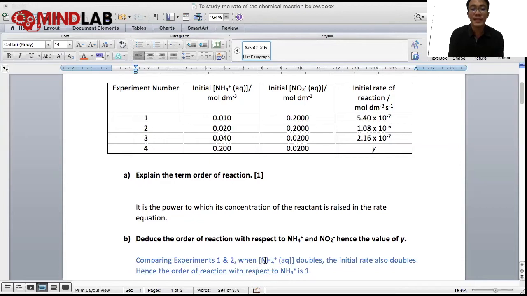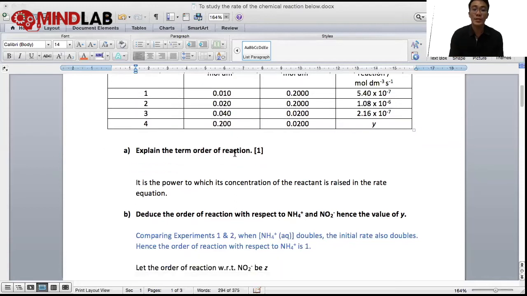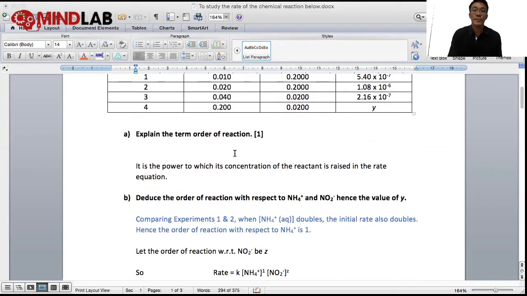Okay, so now what about determining the order of reaction with respect to NO2 minus? If you look at the table, you can see that the values for NH4 plus are not the same throughout the experiments. So the only approach that we can use is the mathematical method of ratio and proportion. Let's go into the approach. First, we have to write down the rate equation.